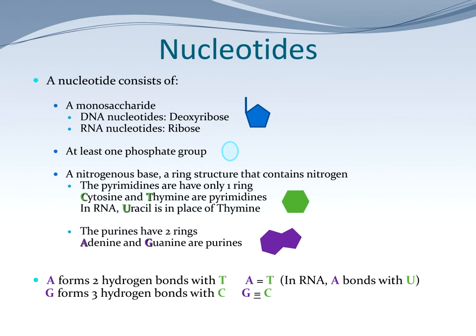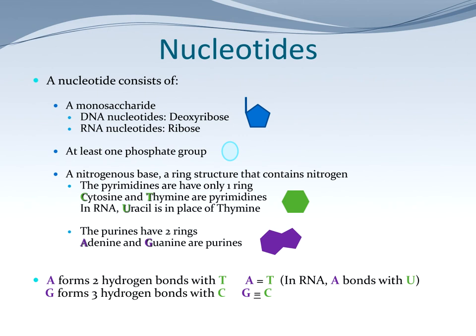Pyrimidines are nitrogenous bases that are single rings. In DNA, there are 2 possible pyrimidines, cytosine and thymine. In RNA nucleotides, the 2 possible pyrimidines are cytosine and uracil. Purines are nitrogenous bases that are double ring structures. Adenine and guanine are the 2 possible purines in both DNA and RNA.